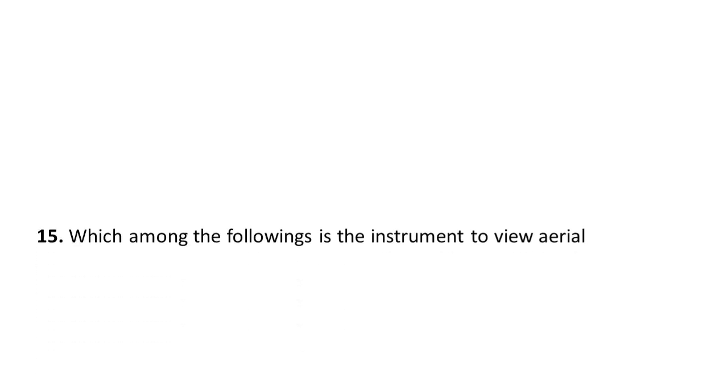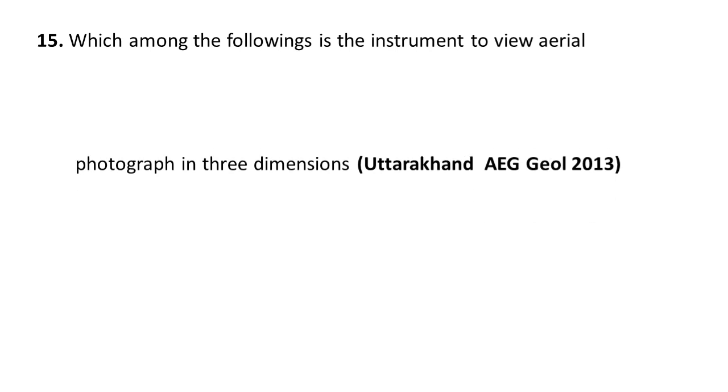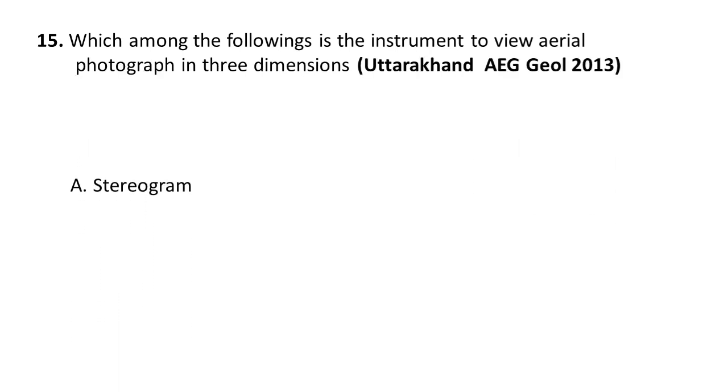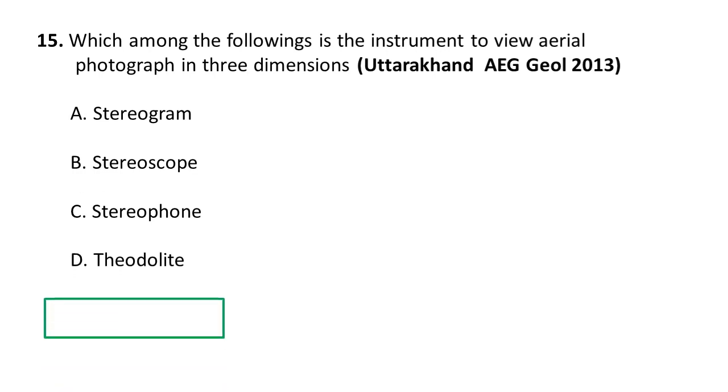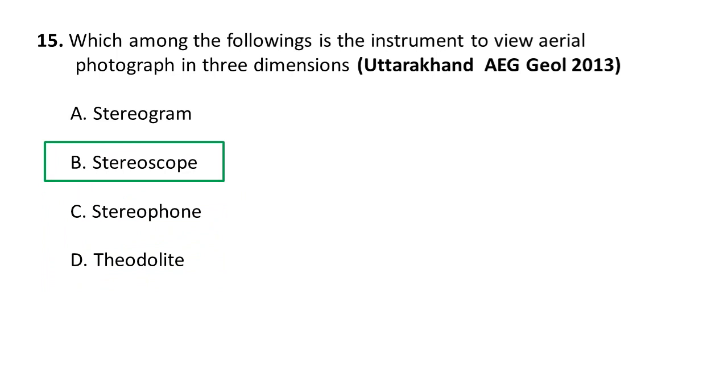Next question. Which among the following is the instrument to view aerial photograph in 3 dimensions? The choices are A. Stereogram, B. Stereoscope, C. Stereophone and D. Theodolite. The instrument used to view the aerial photograph in 3 dimensions is a stereoscope. Stereoscopes are optical devices that help to view the 2 images separately and with relaxed eyes. Lens or pocket stereoscopes permit viewing the full overlap area of the prints up to 9 centimeters and 13 centimeters or parts of larger prints. So B. Stereoscope is the correct option.